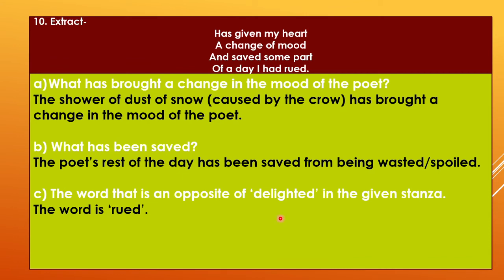Now, next is the extract. First question from the extract: what has brought a change in the mood of the poet? It is the shower of dust caused by the crow that has brought a change. Then, what has been saved? It is the poet's rest of the day that has been saved from being wasted or spoiled. Then, the word that is an opposite of "delighted" in the given stanza. So, the word is "rued."